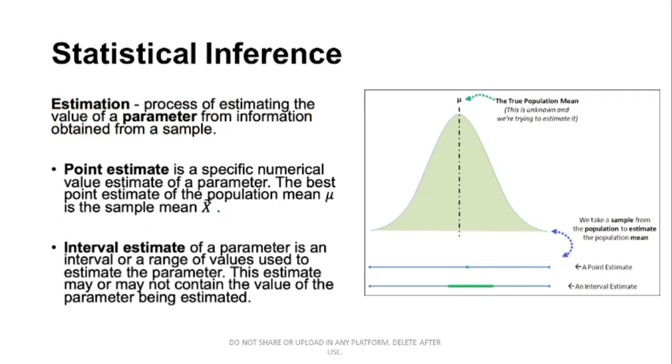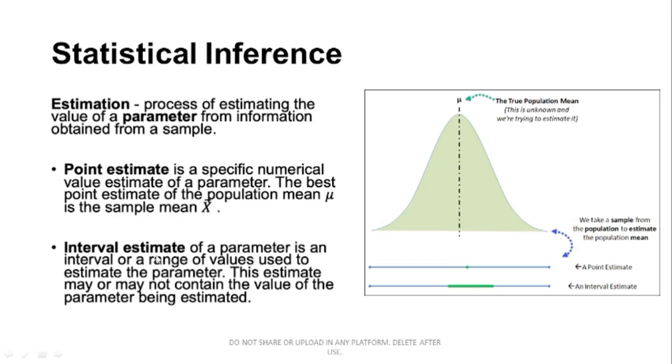Okay. So, in inferential statistic, we have what we call estimation. So, dito sa statistical inference natin, we have estimation. This is the process of estimating the value of a parameter from information obtained from a sample. We have 2 types of estimation, the point estimate and the interval estimate. When we say point estimate, it is a specific numerical value estimate of parameter. The best point estimate of the population mean is the sample mean x.